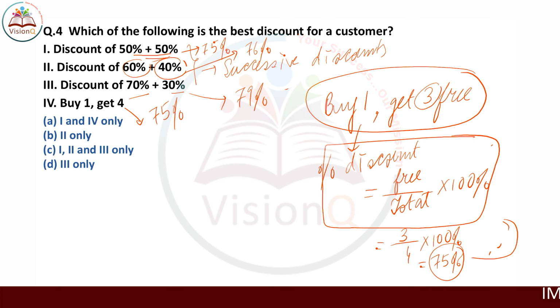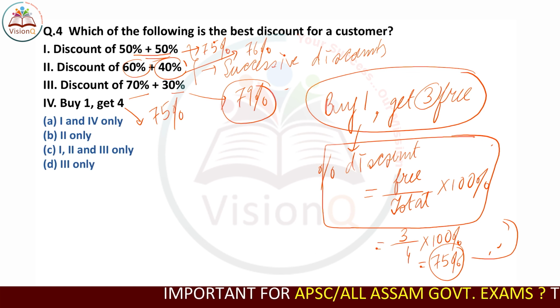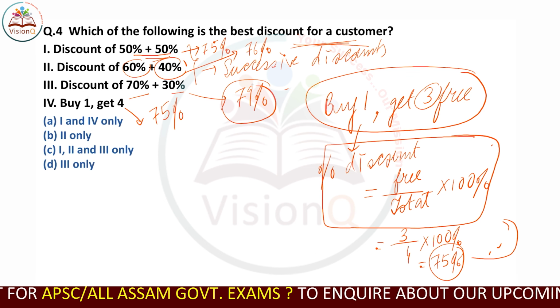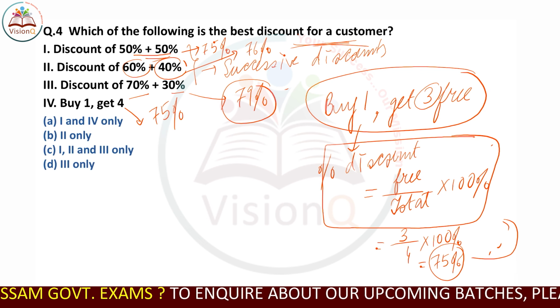So out of these 4 cases, 1, 2, 3 and 4, the highest discount is in number 3, which is 79%. The highest discount will be the base discount for a customer, isn't it? The base discount for a customer will be the maximum discount.